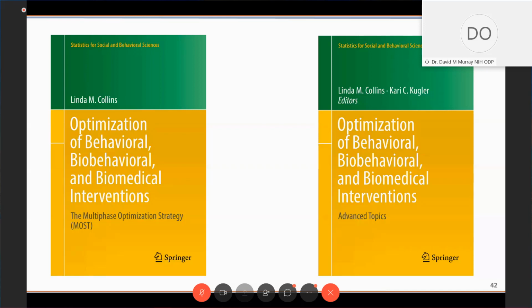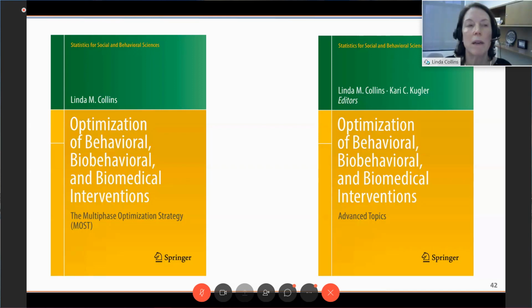Danny Almirall has been involved in a SMART that used cluster randomization. And here at Penn State, there was a cluster randomized trial that was a two to the three factorial experiment, and school was the unit of assignment. But I actually haven't seen the results of that study, but I know that it was completed.